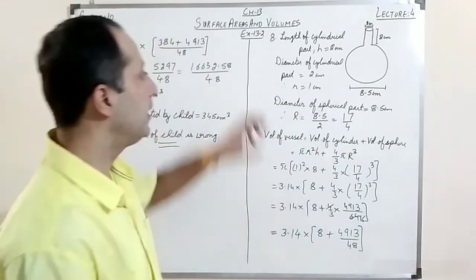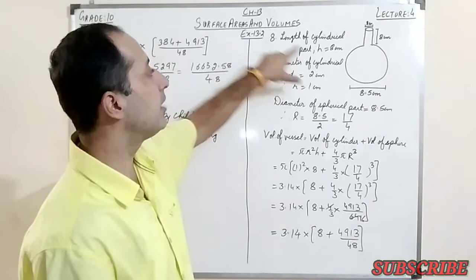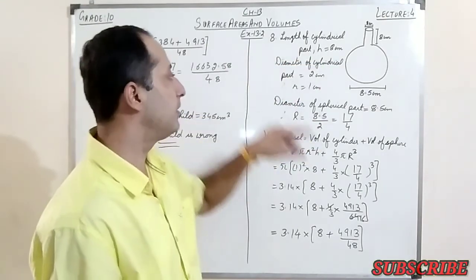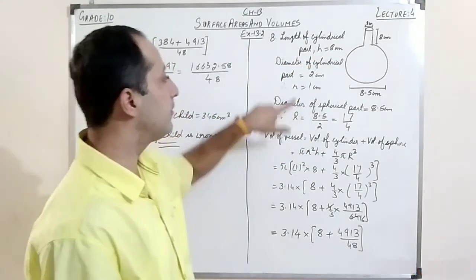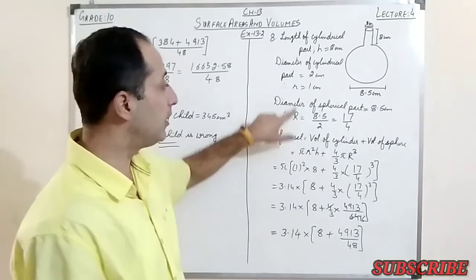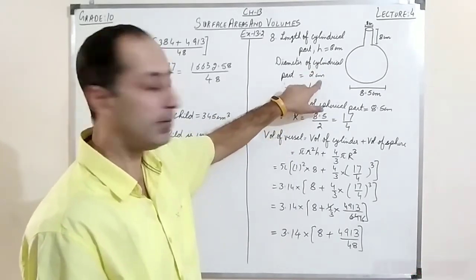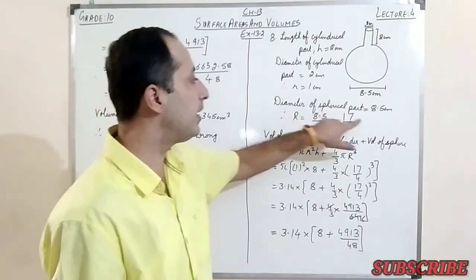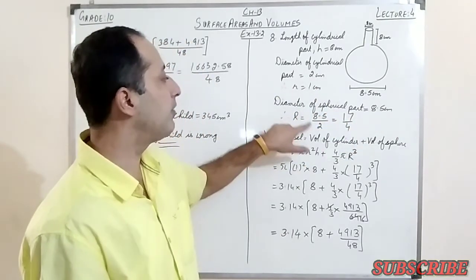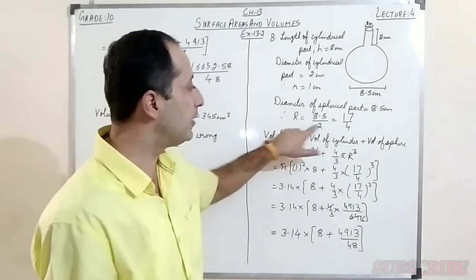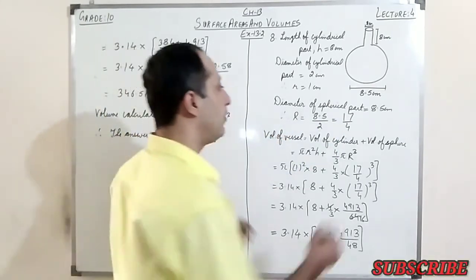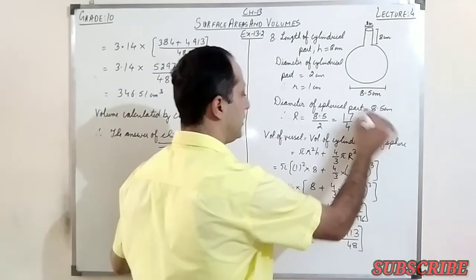So first, the length of the cylindrical part we take as small h equal to 8 centimeter. Now since we have different radii, we are taking different symbols. The radius of the cylindrical part will be 1, since diameter is 2 centimeter. And the diameter of the spherical part is 8.5, so the radius would be 8.5 by 2. I just remove the decimal and simplify it, and this is 17 by 4 centimeter.